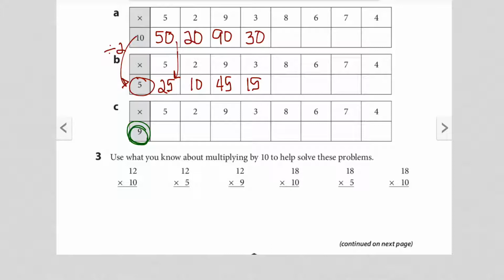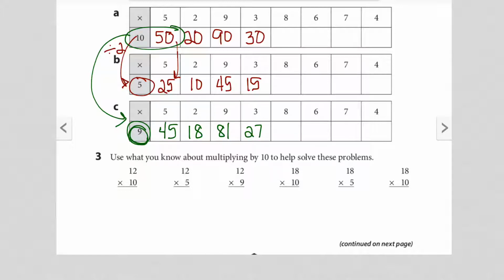So what that's basically telling me is that I'm going to go back to my tens and just take away one group. So if I know that 5 times 10 is 50, 9 times 5 means I'm going to take away one group of 5 to get my answer of 45. 2 times 10 is 20. If I take away 2, I get 18. 9 times 10 is 90. If I take away 9, I get 81. And 3 times 10 is 30. If I take away 3, I get 27.